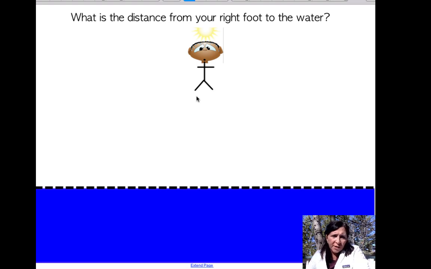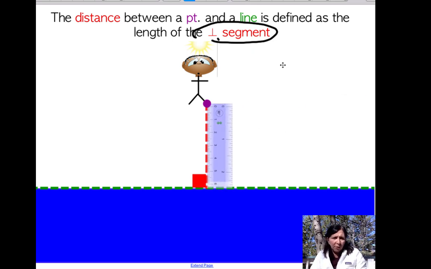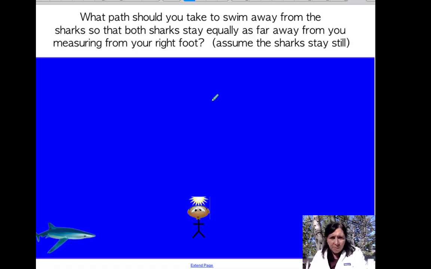So what is the distance from your right foot to the water? Well, the distance from your right foot to your water, if you think about it, here's my right foot, or left foot, depending on which side I'm on, would be straight down, wouldn't you say? So technically, the distance between a point and a line is defined as the length of the perpendicular segment. It's always going to be the straightest line segment there. So it's always going to be a straight line segment to the water, or to wherever you're trying to go, and it's going to be perpendicular.